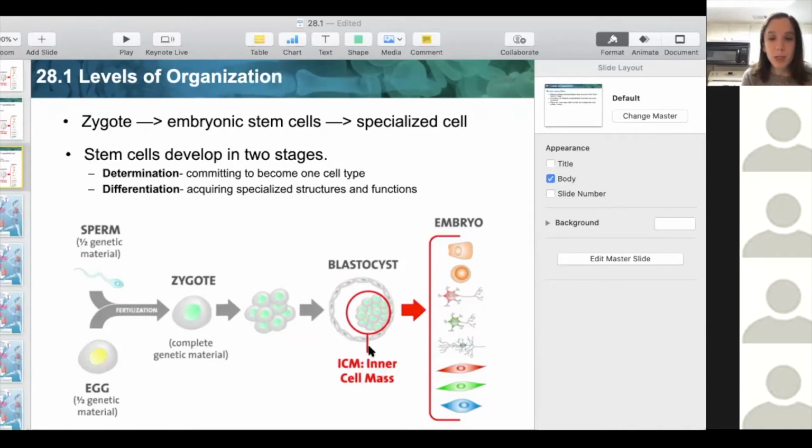So that's determination that we see in this place right here. And then differentiation would be actually turning into that certain cell type, acquiring certain structures and functions that would make them turn into one kind of cell, whether it's a blood cell, a nerve cell, or a skin cell.